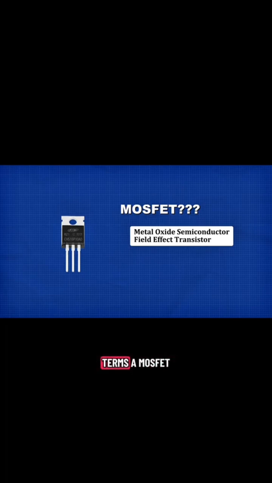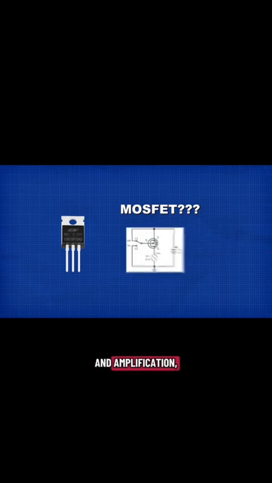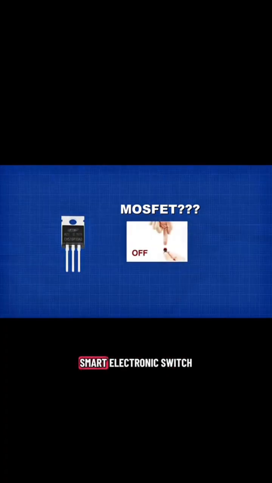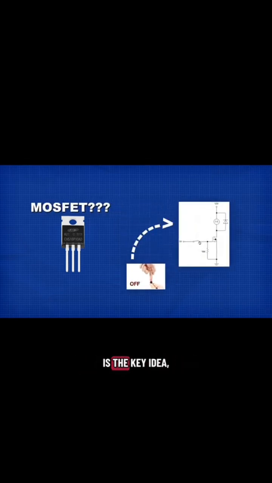Because in simple terms, a MOSFET is a special type of transistor that is mainly used for switching and amplification, meaning it can turn things on and off very fast, or it can control signals in electronic circuits. Think of it like a very smart electronic switch, but instead of pressing it with your finger, you control it using voltage. That right there is the key idea, voltage control.